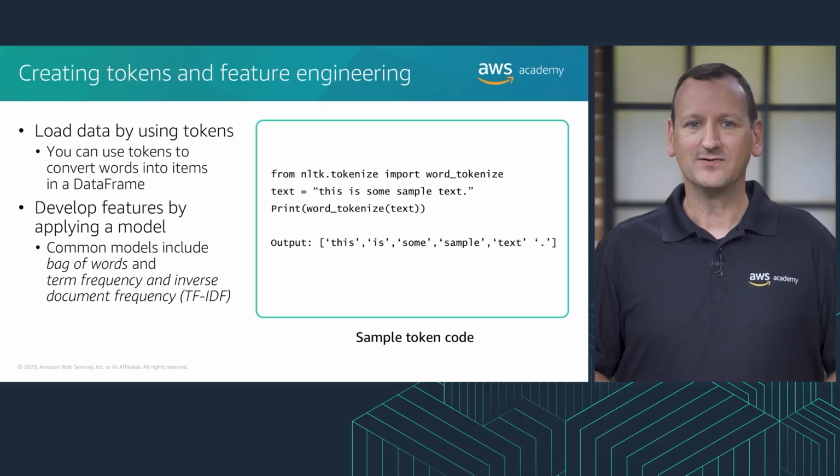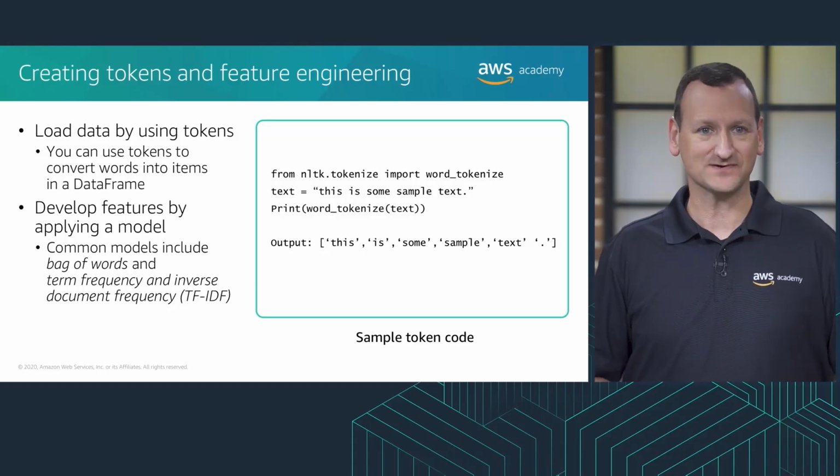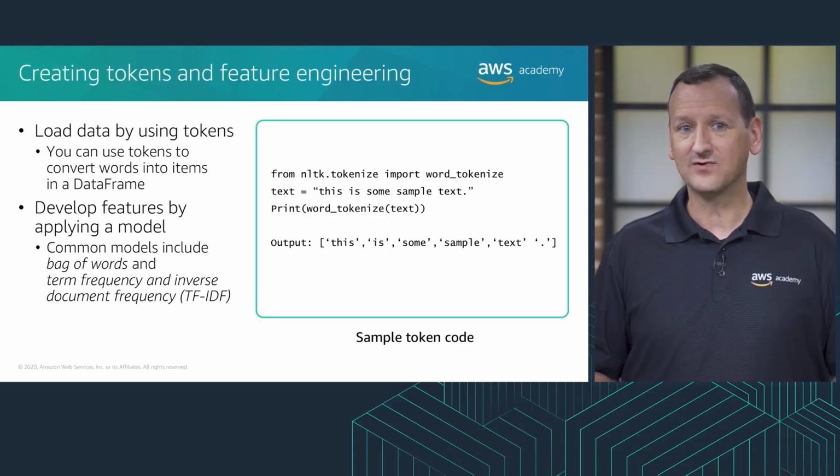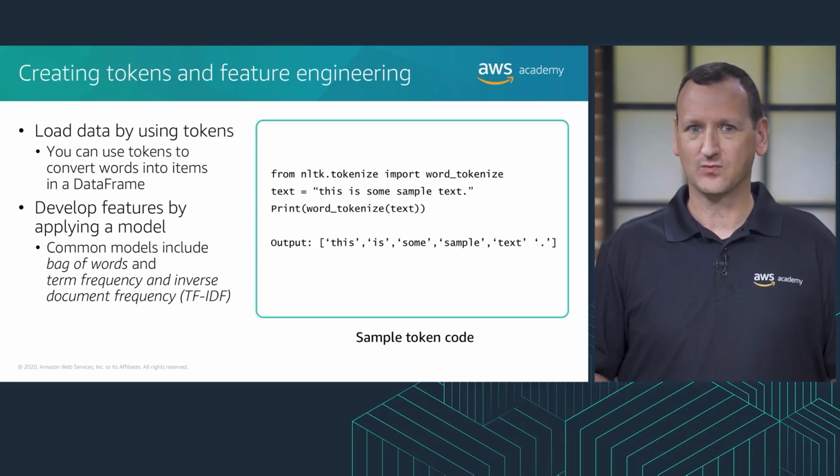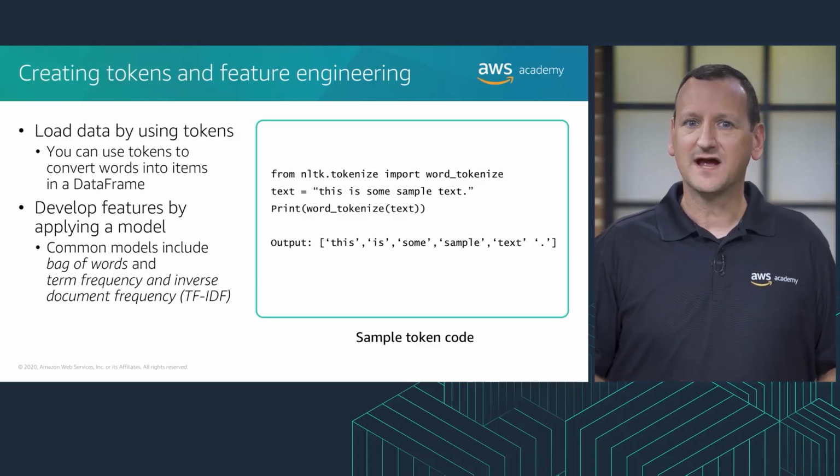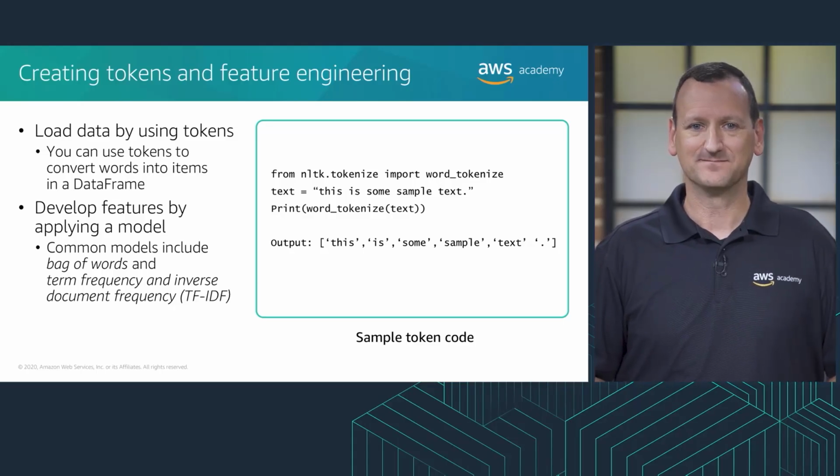The first model is known as bag of words. This is a simple model for capturing the frequency of words in a document. The model creates a key for each word. The value of the key is the number of times that word occurs in the document.